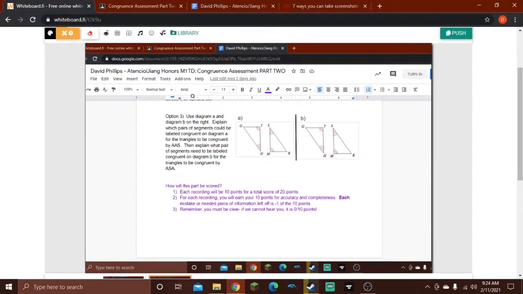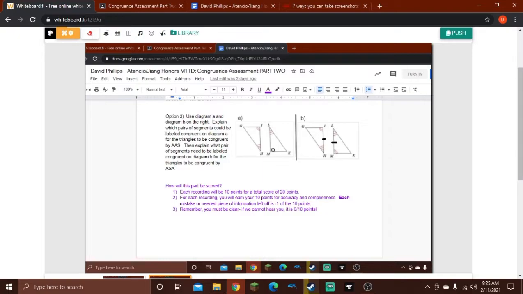Now, option 3, use diagram A and diagram B on the right. Explain which pairs of segments could be labeled congruent on diagram A for the triangles to be congruent by angle, angle, side. Then explain what pair of segments needs to be labeled congruent on diagram B for the triangles to be congruent by angle, side, angle. Now, I can't regurgitate anything that I said, so I'm going to read it again, but in my head. Alright, now I understand. I have to label these. If I label those, it's congruent by angle, side, angle, I think.